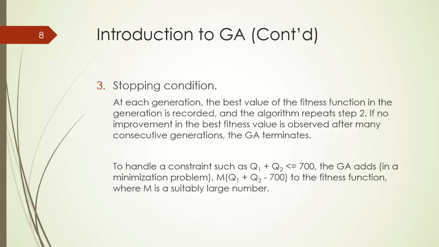To handle a constraint such as Q1 plus Q2 less than or equal to 700, the GA adds in the minimization problem m times (Q1 plus Q2 minus 700) to the fitness function, where m is a suitably large number such as 1 million. Now, any chromosome that violates the constraint has a high value of the fitness function because the penalty m times (Q1 plus Q2 minus 700) greatly increases the value of the new fitness function. This causes the GA to avoid chromosomes that violate the constraint.